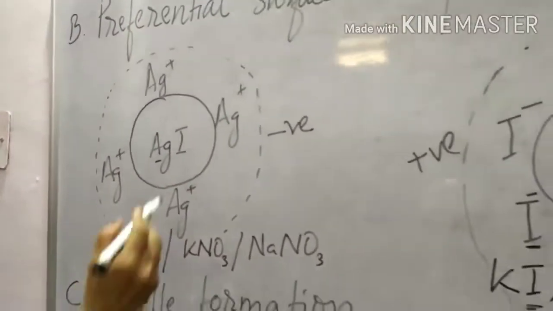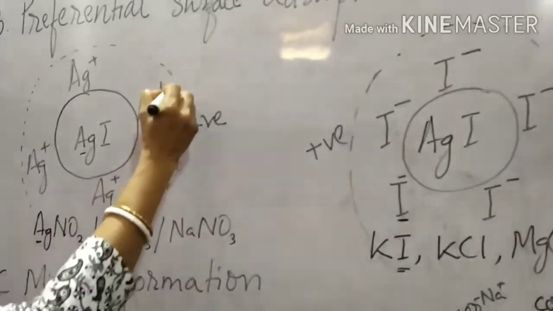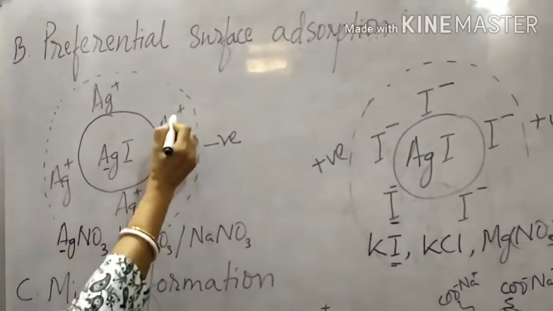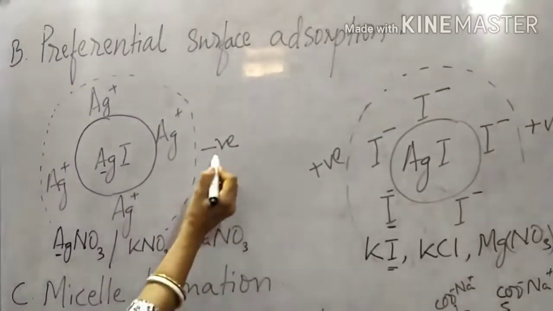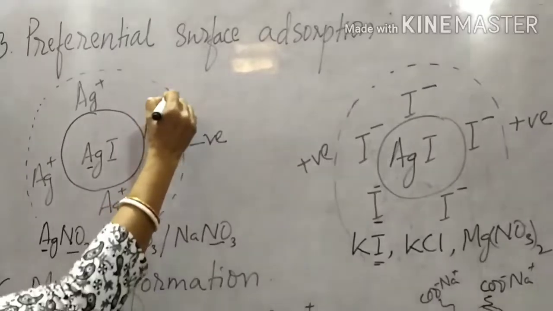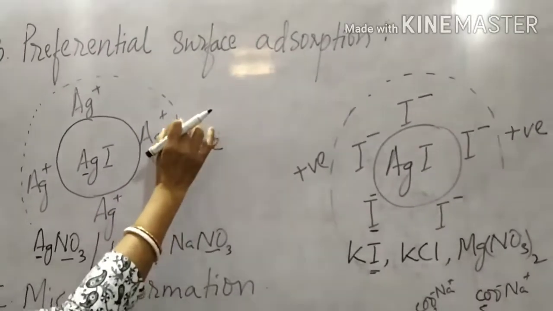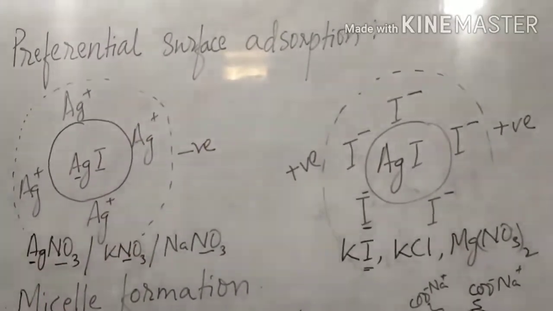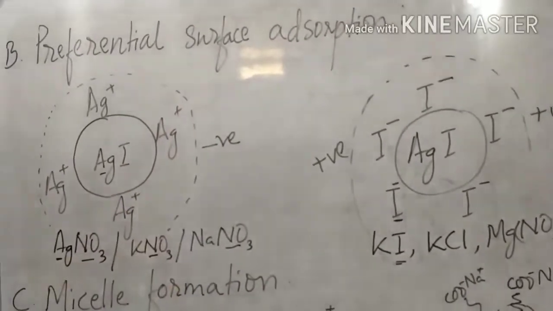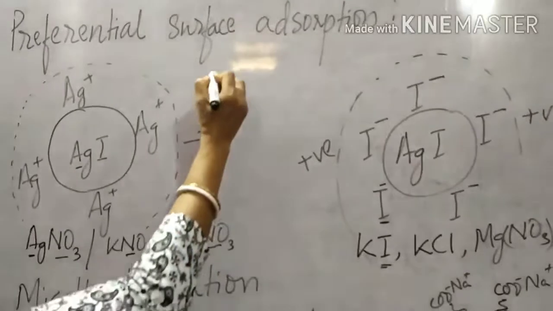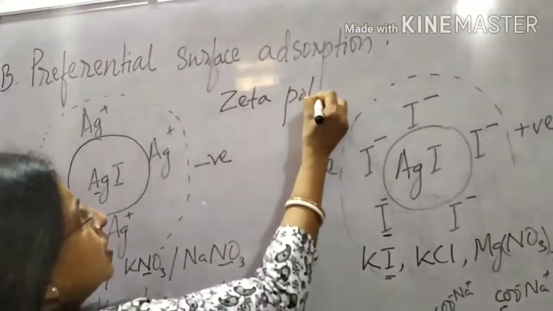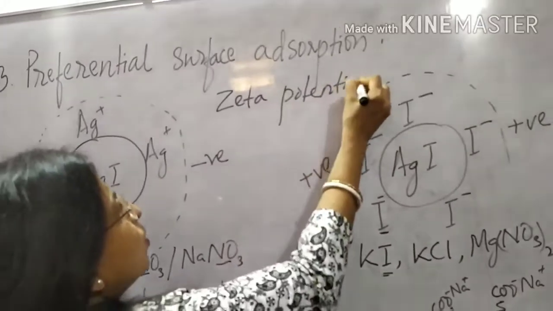Now when this develops, a double layer of electricity forms around it. This is positive, and the negative ions in the solution, like nitrate ions, are going to be electrostatically attracted to this charged colloidal system, and there will be development of a potential difference. That potential difference is called zeta potential.